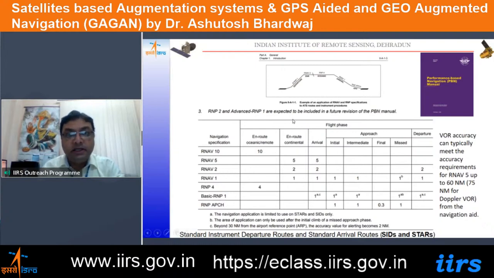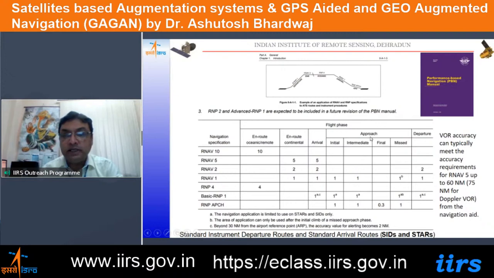So as we can see here, they have different requirements: RNAV1, RNAV2, RNAV4 during the departure of the flight, then when it is traveling over the land and the ocean, and when they are arriving at the airport. So when they are in the approach region of the airport, what type of accuracies they require. So this area navigation 10, area navigation 5, 2, 1, 4. So these different types of area navigation schemes have been developed which define what type of accuracies are required.